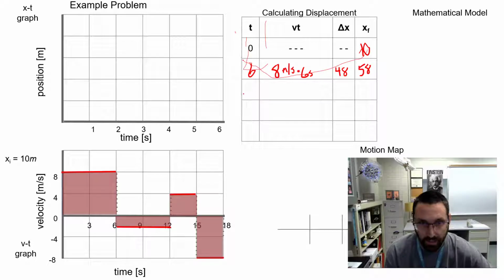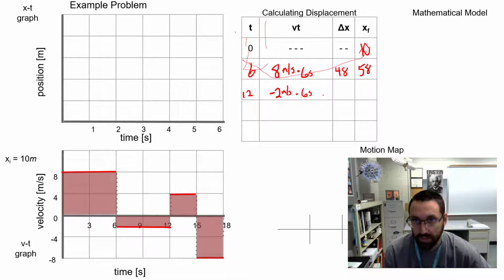In the next section, that's going to be at 12 seconds. We were traveling during that time, according to this graph, if this is -4, this looks about halfway to it. So I'm going to say we're at -2 meters per second. And this is from 6 to 12. So the change in time, the delta t, is still 6 seconds on this part. So -2 times 6 gives me -12. So if I was at 58 and I go backwards 12, then it puts me at 46.